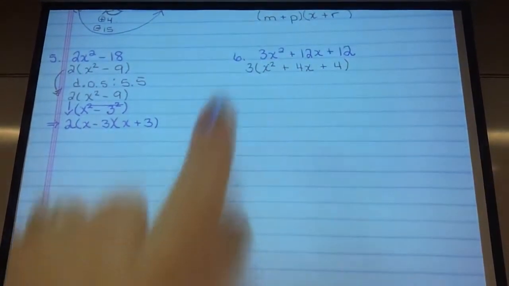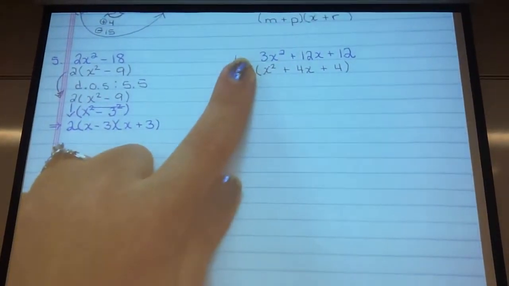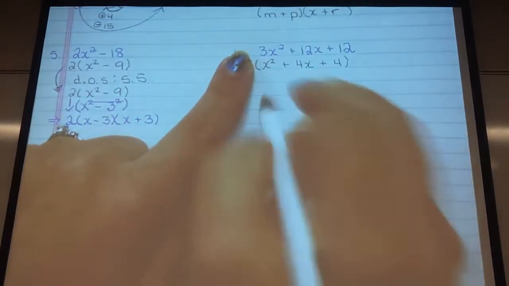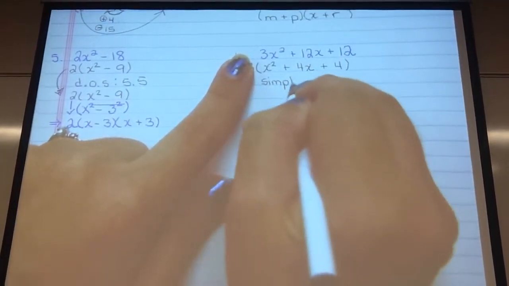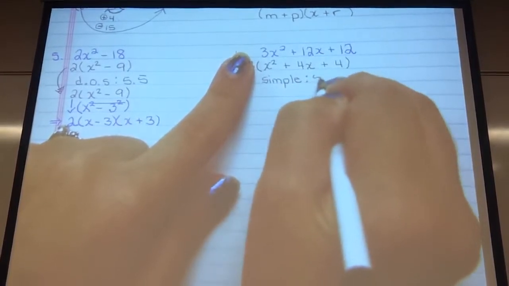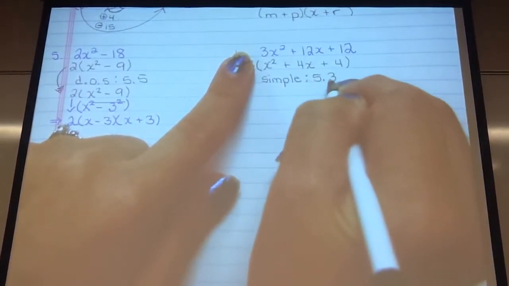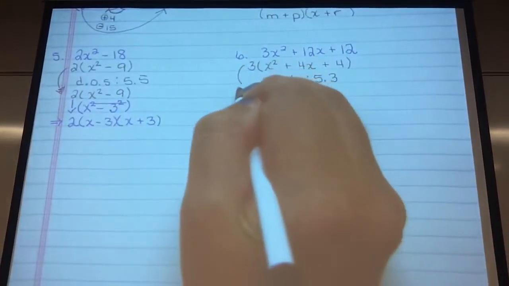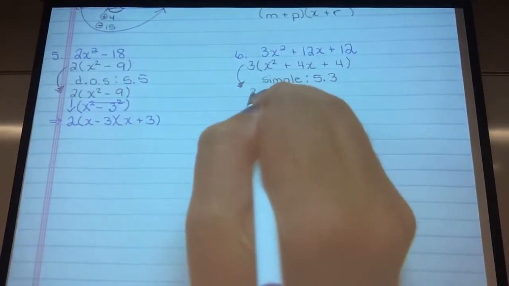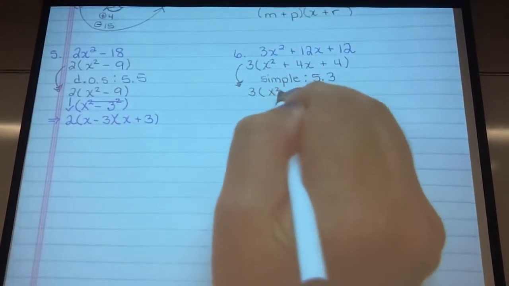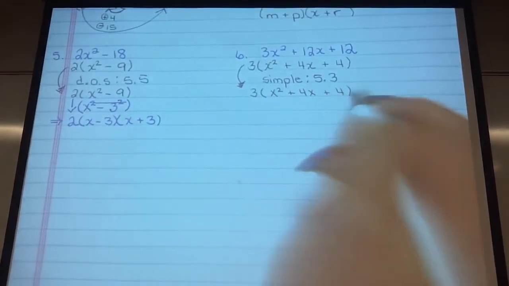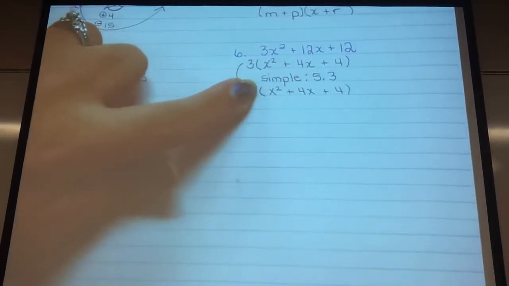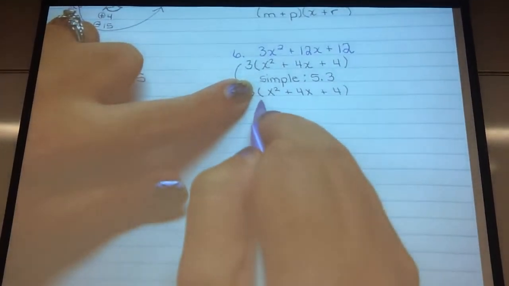So now if I cover that 3 up, what type of problem is that? Simple. And simple came from 5.3. So I'm just going to bring this problem down. So I've got 3 times x squared plus 4x plus 4. Okay, so I'm going to ignore the 3. I can make my 2 sets of parentheses.